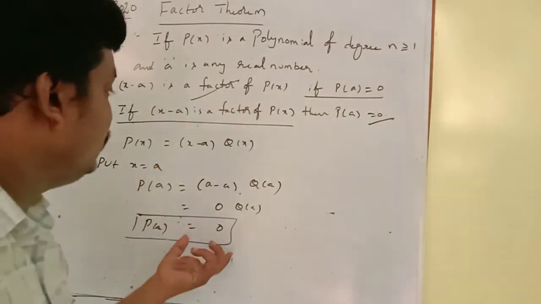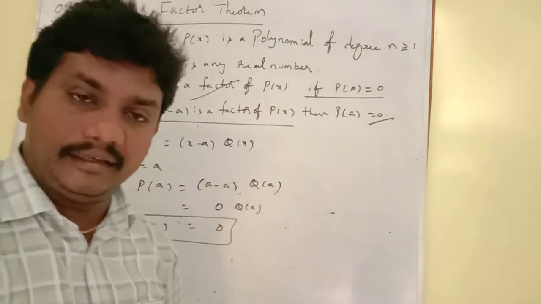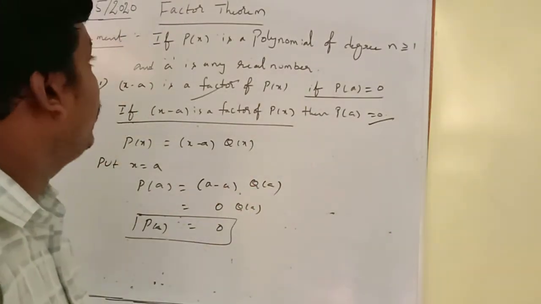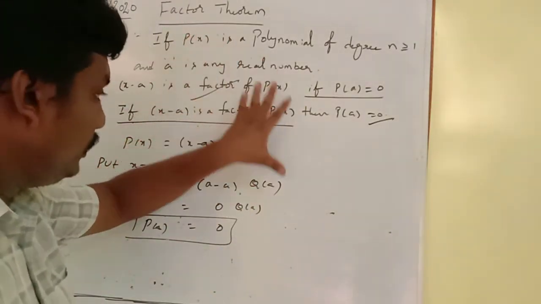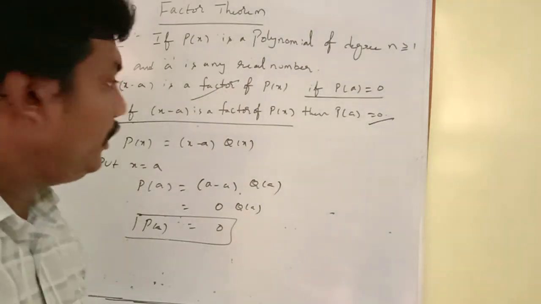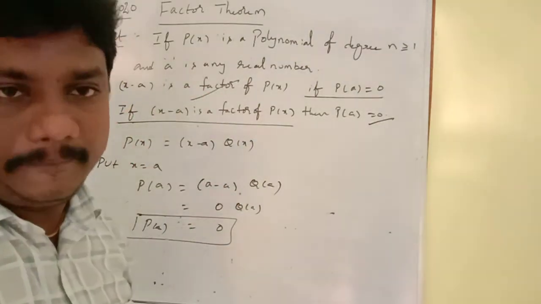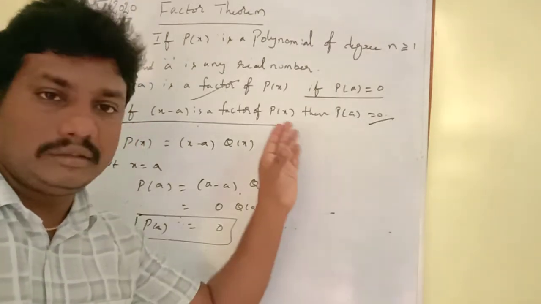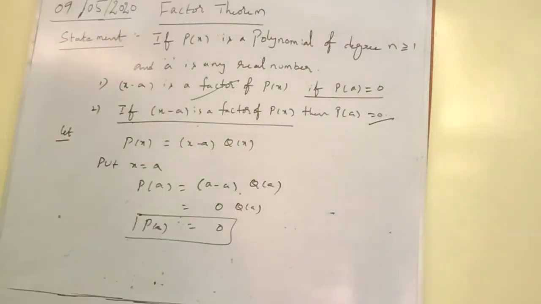Now the second statement is also verified. So by the conclusion here, the factor theorem is verified, and both statements are clear. Now, have you understood? So now we go with some examples on this factor theorem.